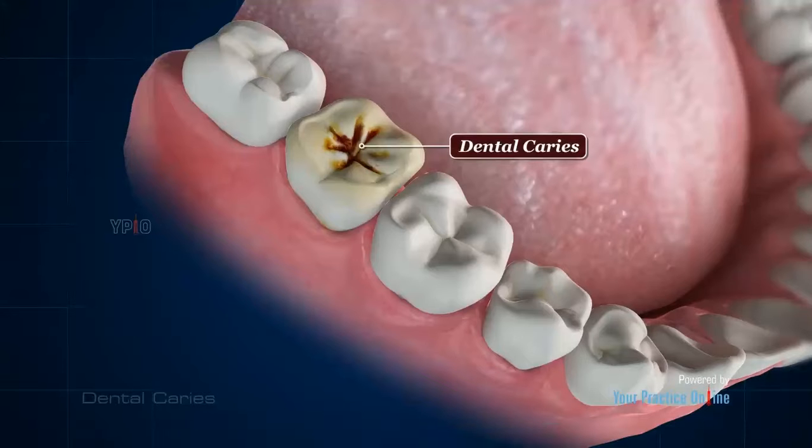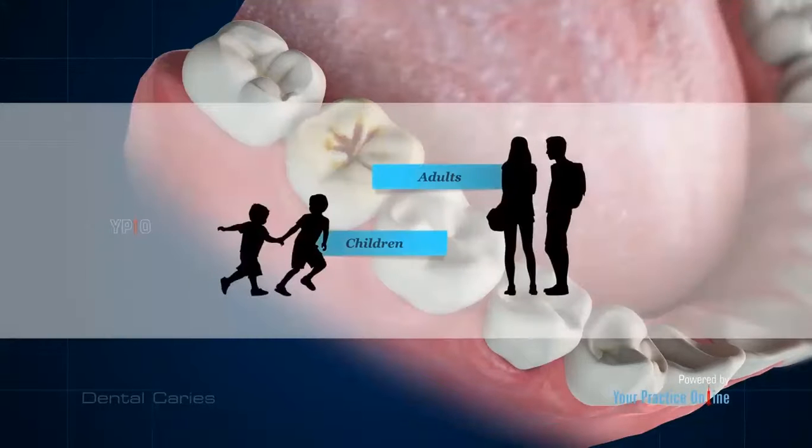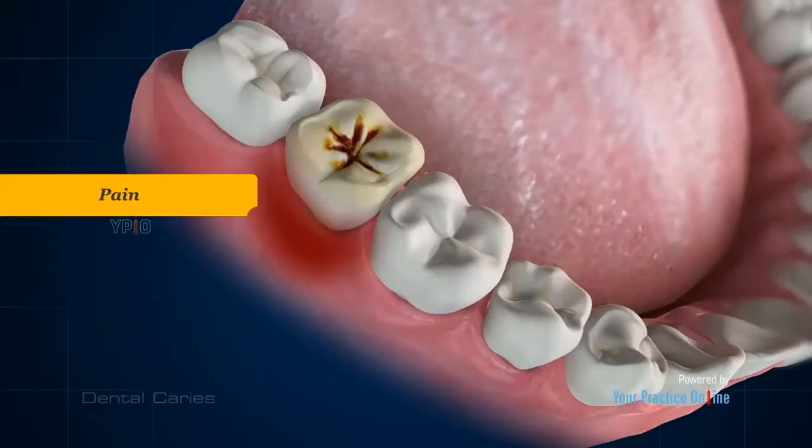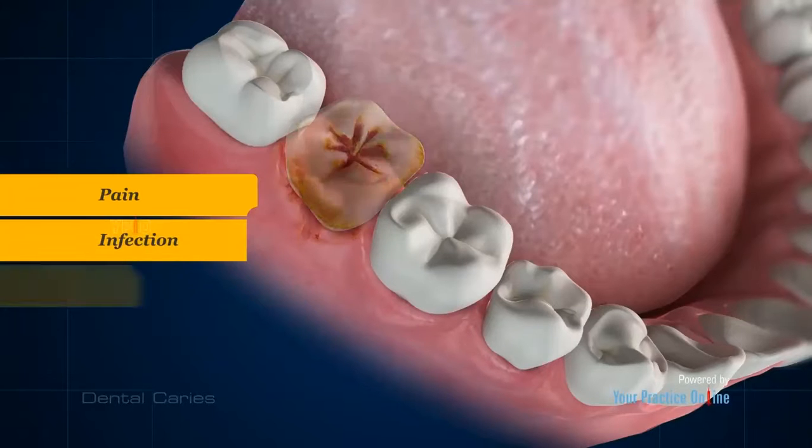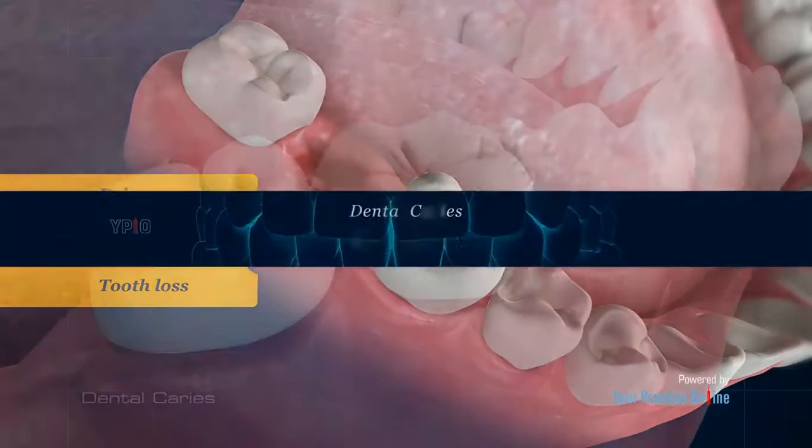Bacteria on the tooth surface. It can affect both children and adults, and if left untreated may eventually lead to pain, infection, and tooth loss.